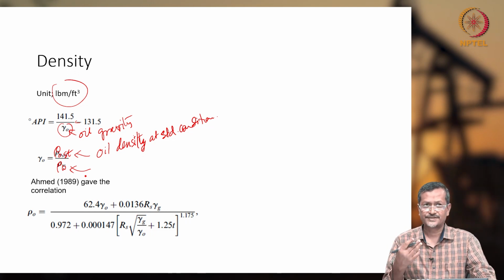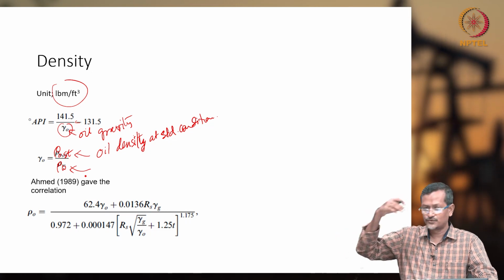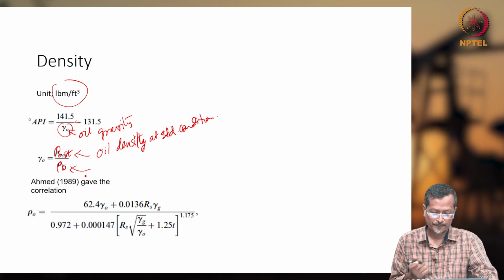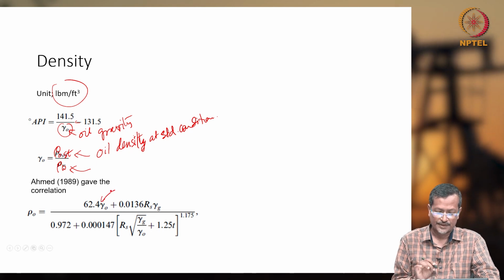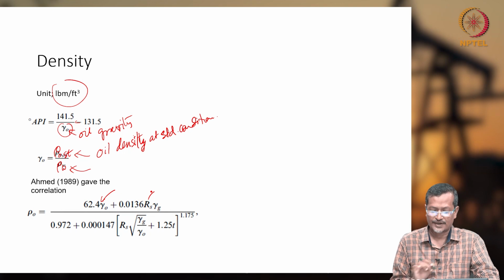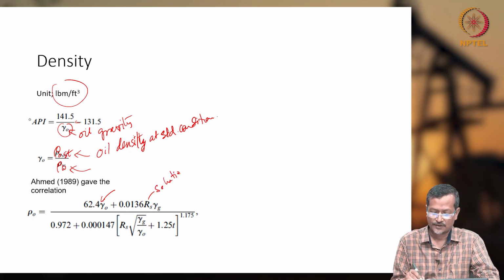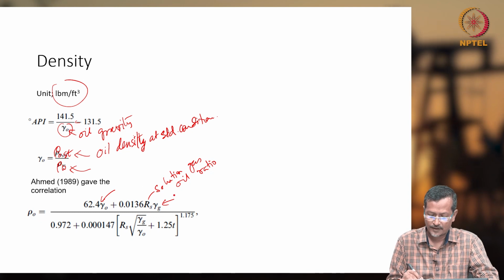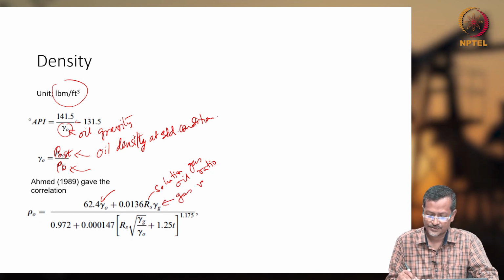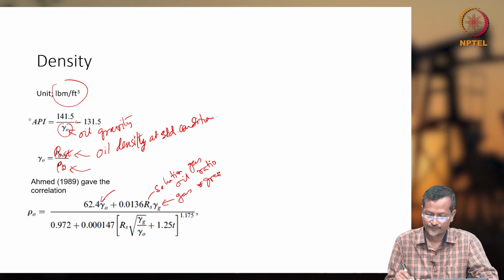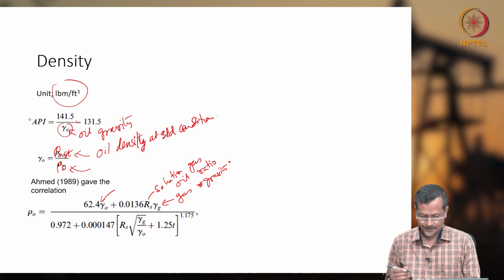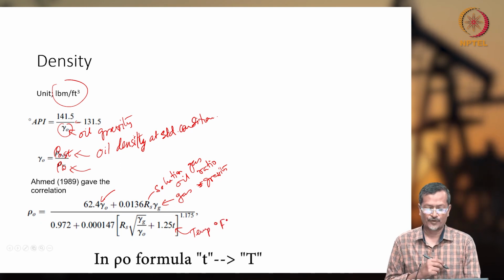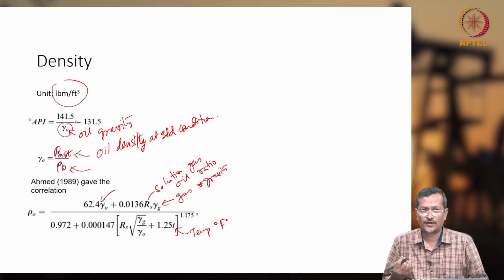And there are several density correlations, but here is one correlation normally used by many authors. It is called the Ahmed correlation, 1989. He has given rho O equals 62.4 gamma O, where gamma O means oil gravity, and then RS, solution gas oil ratio, already defined, and gamma g, gas gravity. And the other term here, T, is again temperature in degrees Fahrenheit. Now you can see the correlations are very long and have lots of constant terms.